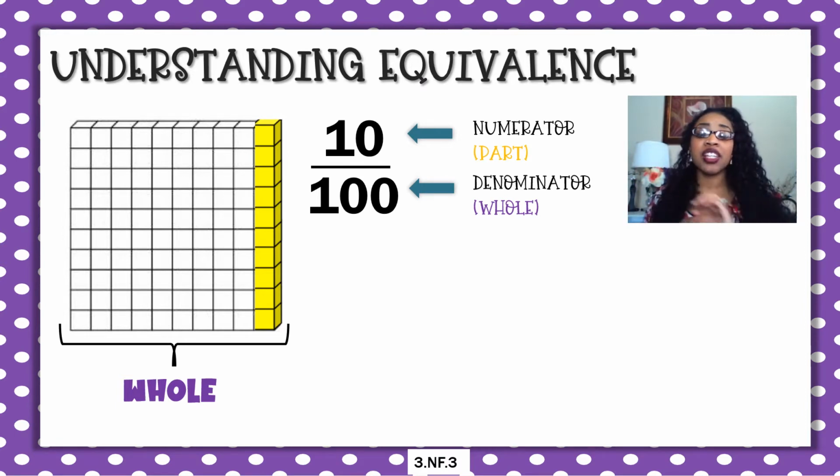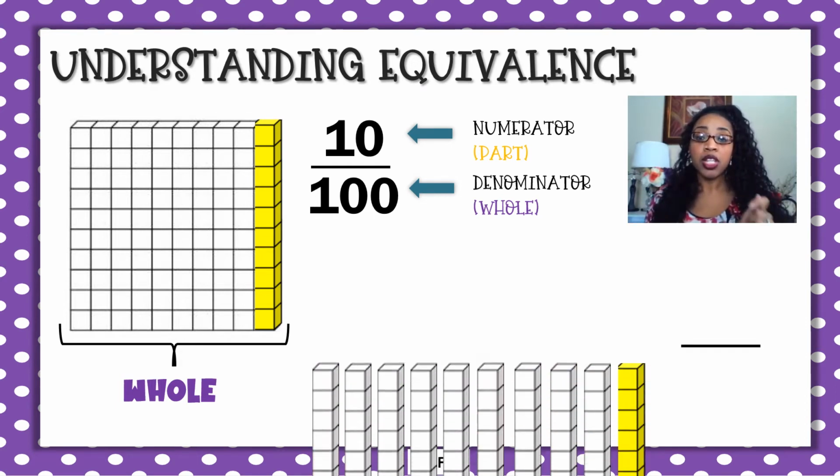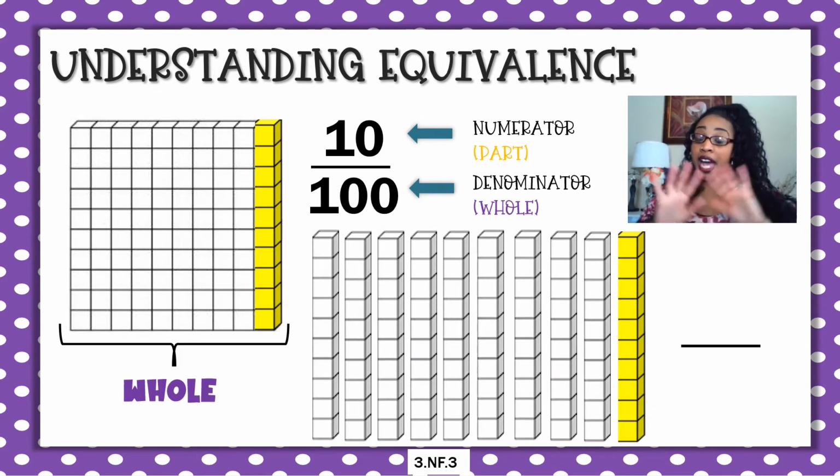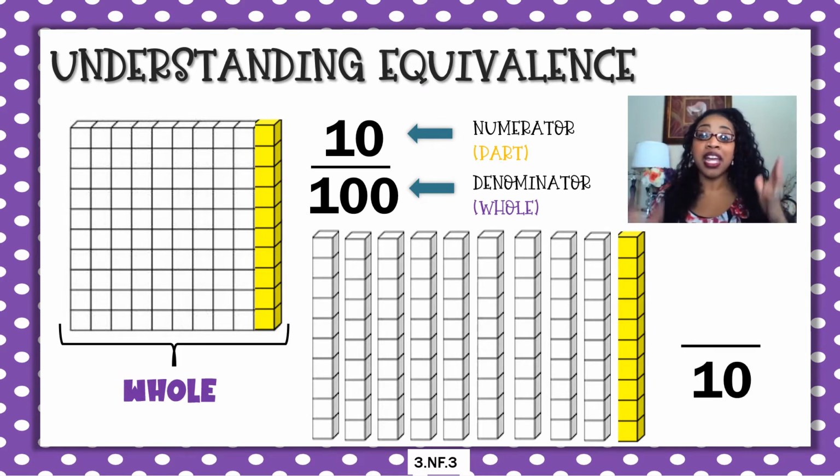But what if I took that same flat and just broke the tens apart? So you see here, I have not changed my value. I have the same image. I just broke it into different parts. Well, now I have 10 rods. So these rods are broken up and I have 10 rods. And within those 10 rods, I have 1 shaded. So 1/10 and 10 hundredths are equivalent fractions.